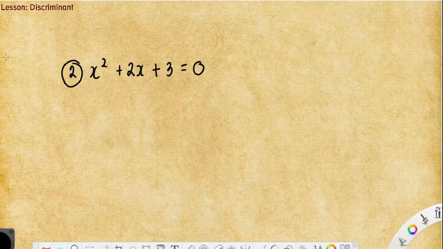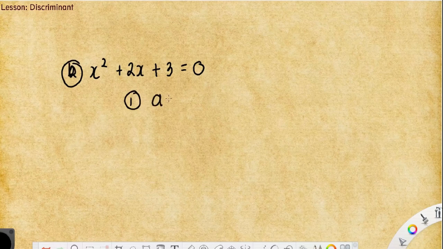We have x squared plus 2x plus 3 equals 0. So, ang una natin gagawin dyan, titignan natin yung equation kung yan ba ay naka-standard form. Okay? So, now since yan ay naka-standard form, pwede na natin i-apply yung tatlong steps, no? So, we have the first step. Okay, so ang first step natin, identify the ABC.